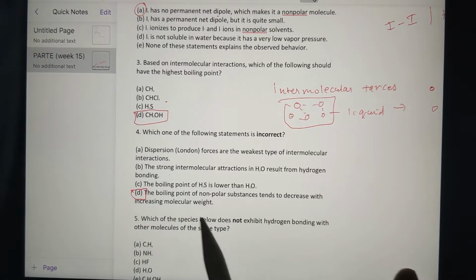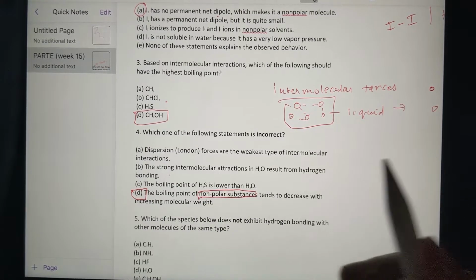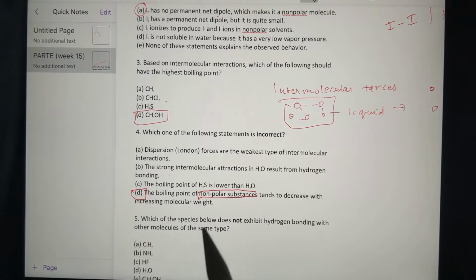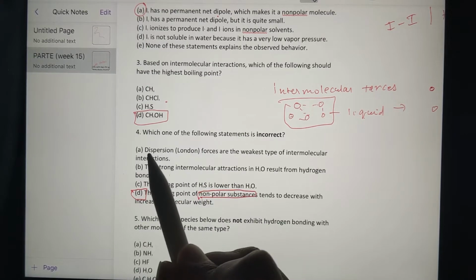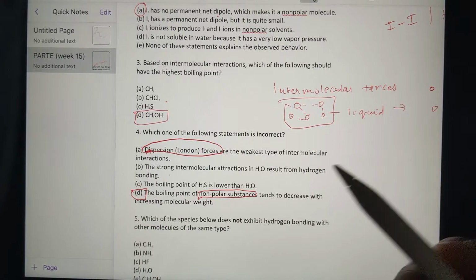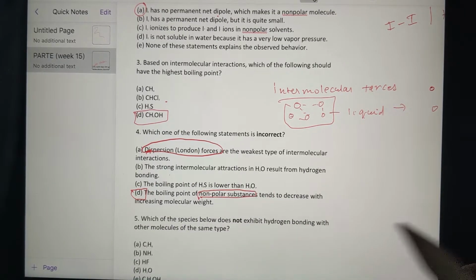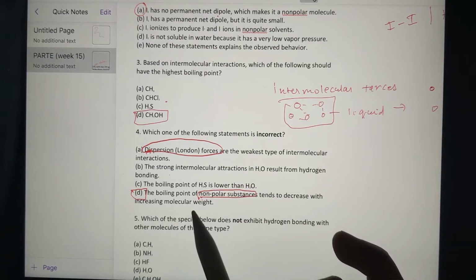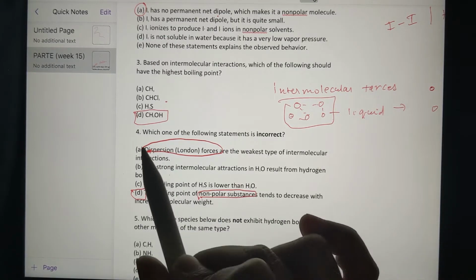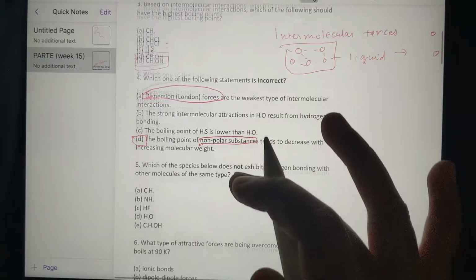Why? Because the boiling point increases when you increase the molecular weight. In non-polar substances especially, as you increase the molecular weight, the dispersion forces also tend to increase, and non-polar substances have only this type of interaction. So when you go to higher molecular weight, you will have stronger dispersion forces, which means a higher boiling point.